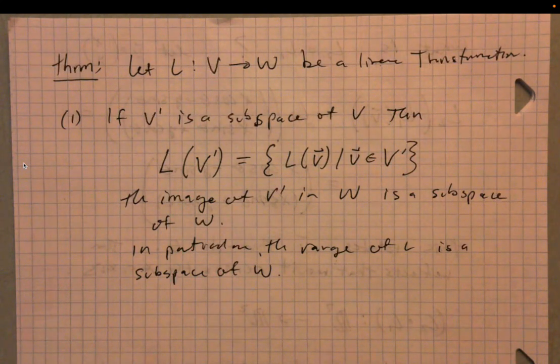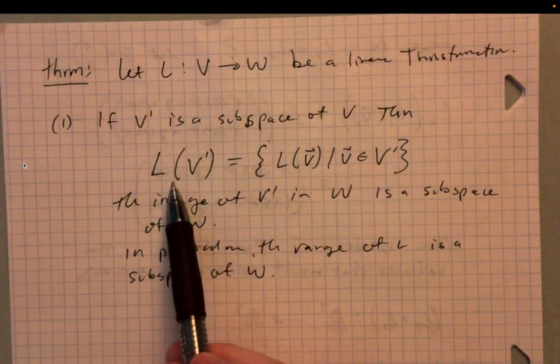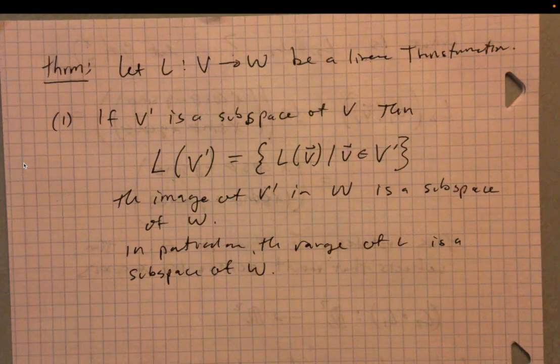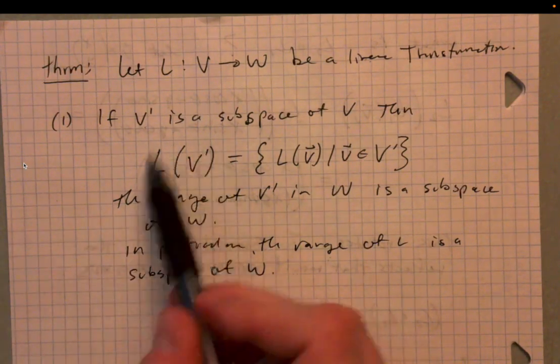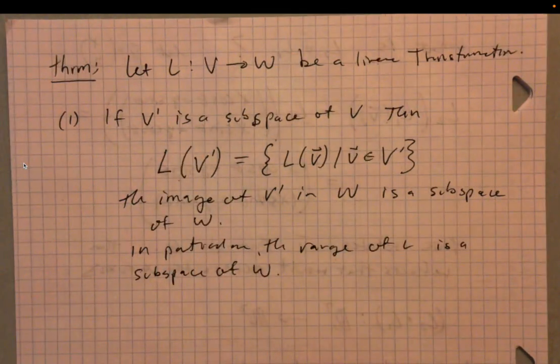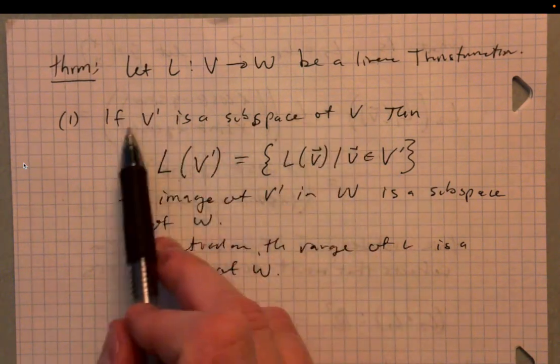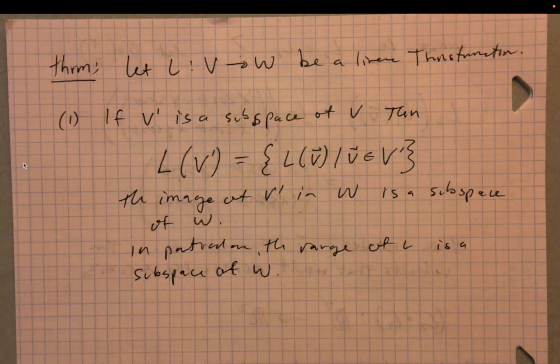All right, so that's the first one, right? So basically if I run the linear transformation on a subspace of V, then the image of that is a subspace in W. Nice, right? Meaning you have closure. Obviously I have closure in V prime, but I also have closure in L of V prime. Excellent, right? So this is a closed subspace of V, and its image is a closed subspace in W.